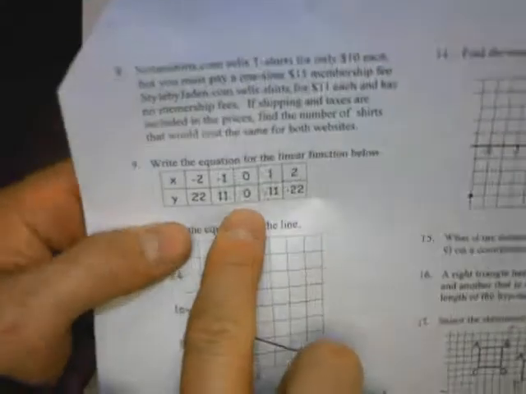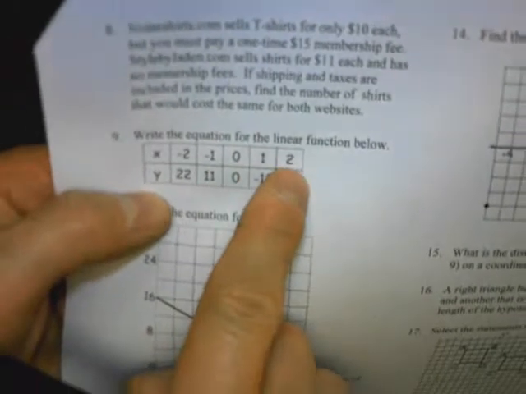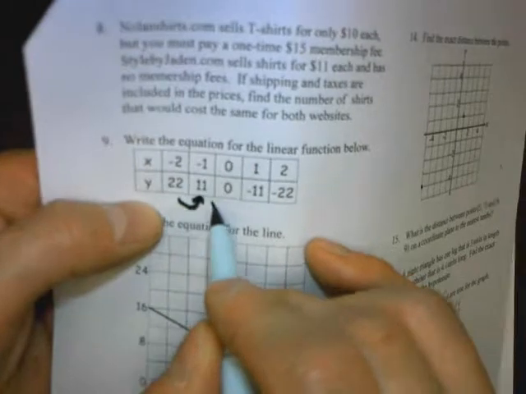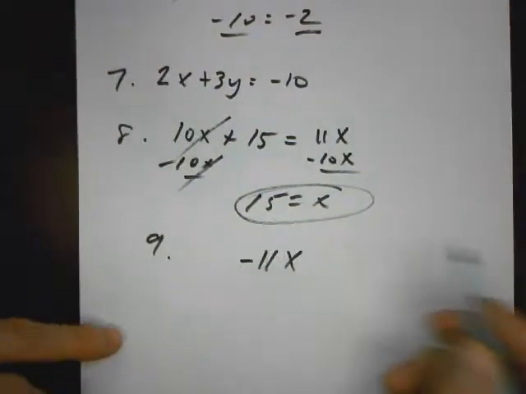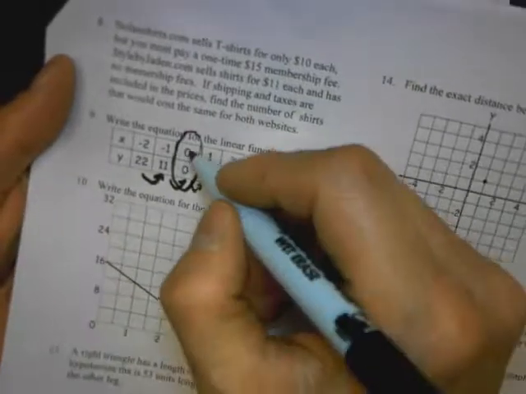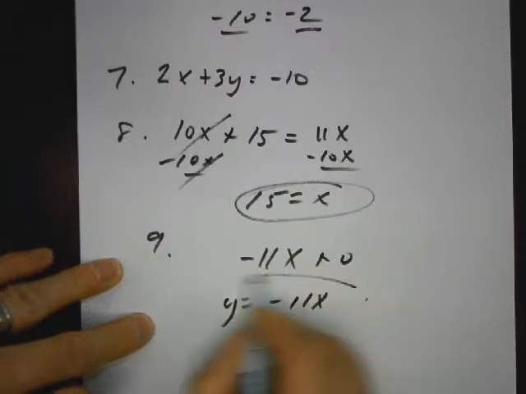Number 9. We got to write an equation for this. The nice thing about this is it goes in order. When it goes in order, we can actually see the slope if it's linear. So I can see this is going down by 11 every single time. Okay? So my slope is -11x. Remember, put the slope in front of x, right? And if you see 0, if they give you that, that's excellent. Because if x is 0, this has to be your y-intercept. So if it's plus 0, that just means 11x. There's my equation for that line.